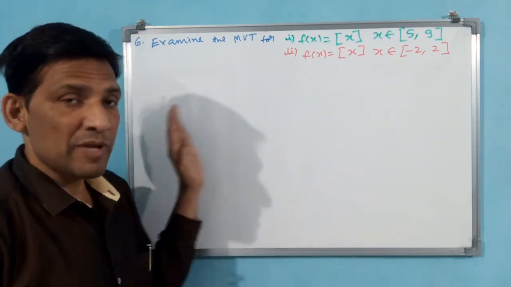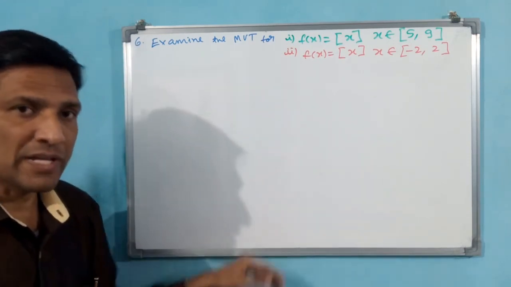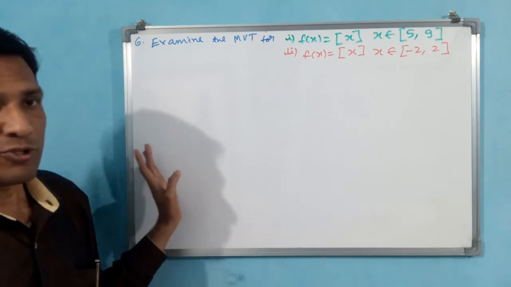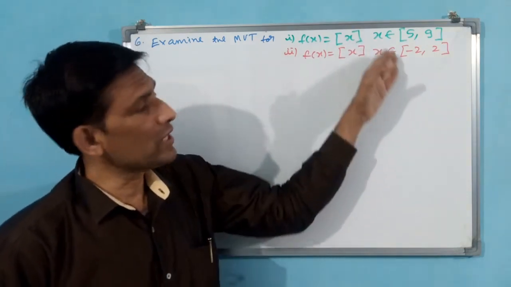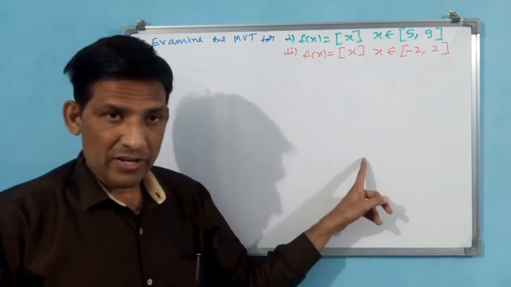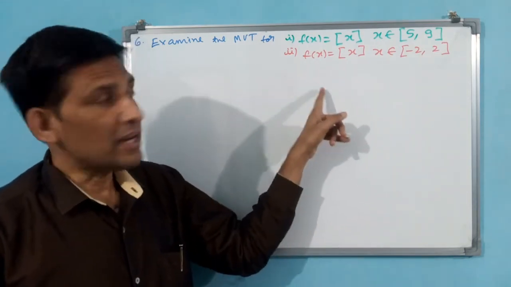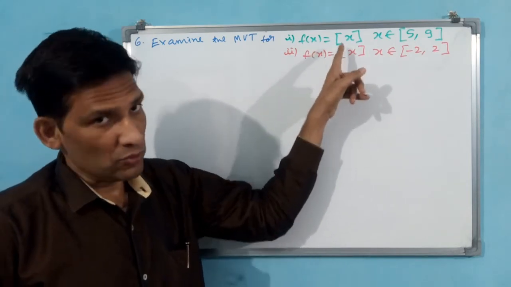Why? Because it may be for Rolle's theorem or mean value theorem, the first 3 conditions should be satisfied. First condition should be a real valued function. These are real valued functions only. But the second condition should be continuous. The third condition should be differentiable. But the second and third conditions fail for both of these.